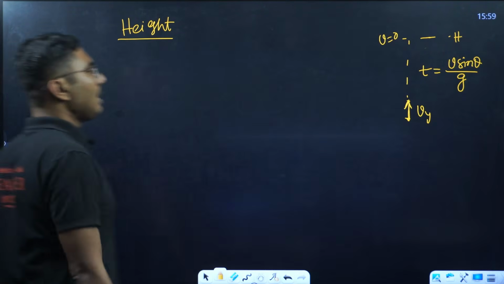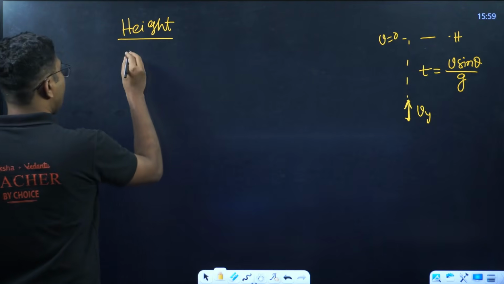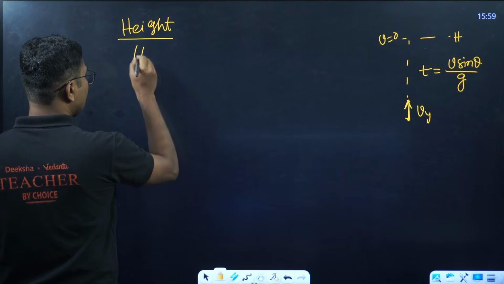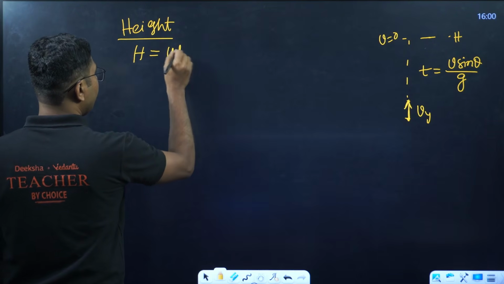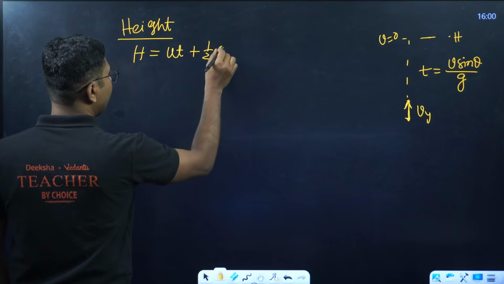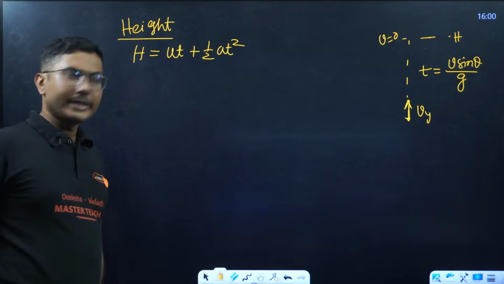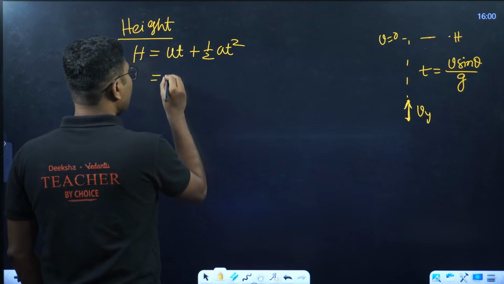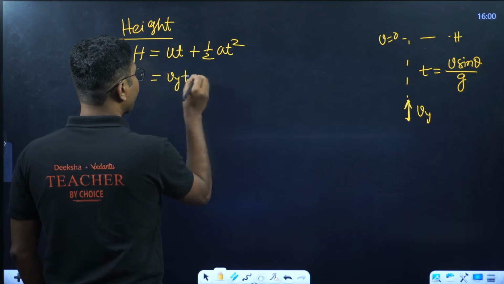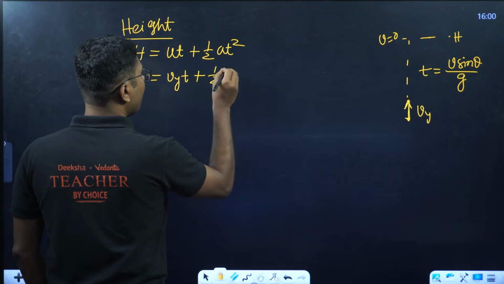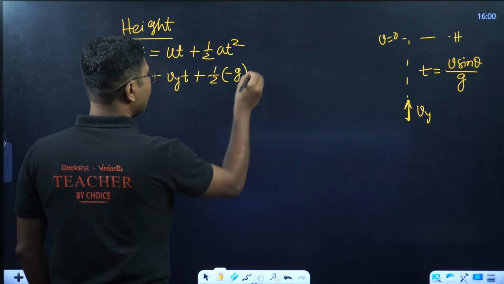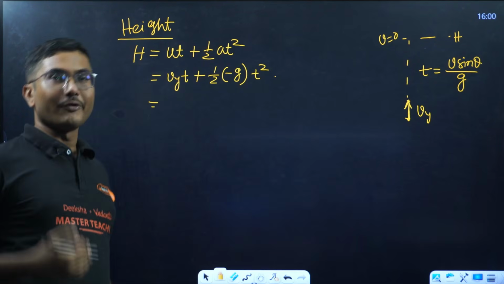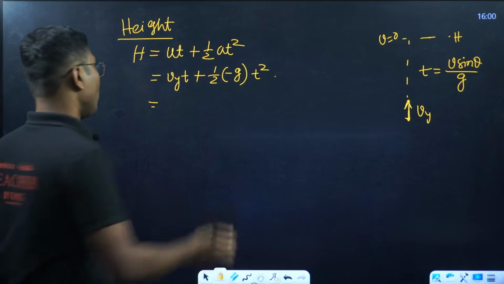So what is the height h? Here h equals ut plus half at square. That is the formula, right? Now here h equals, what is u? U here is Vy. So it will be Vy t plus half minus g t square. Now your step is to put the values of t and Vy.